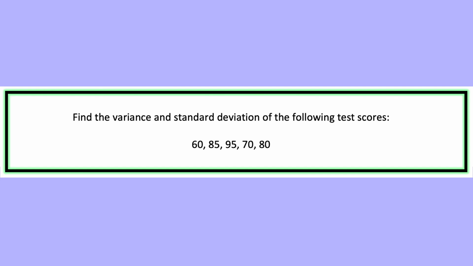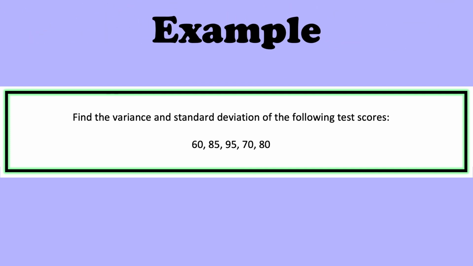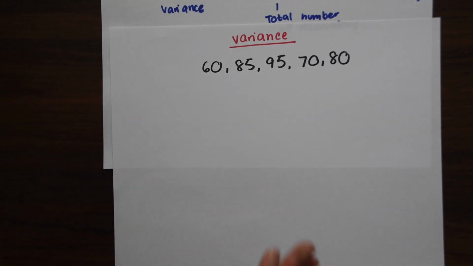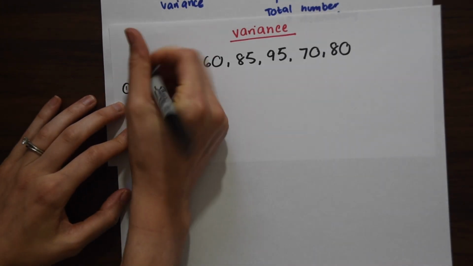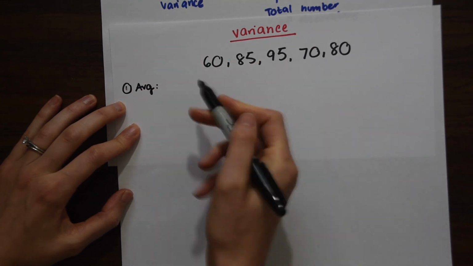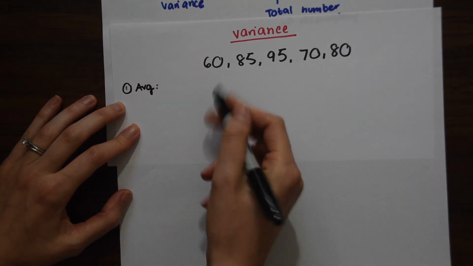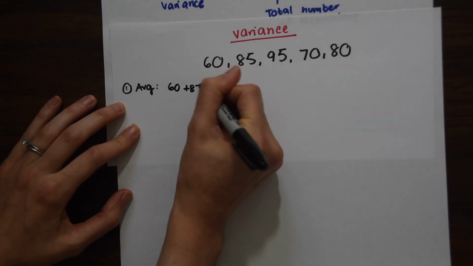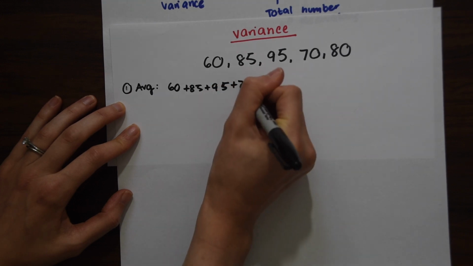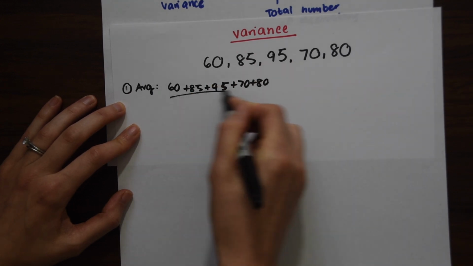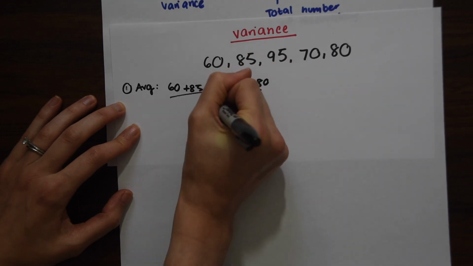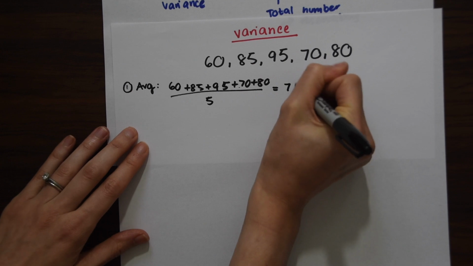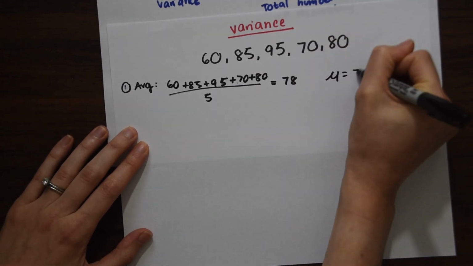Now we're going to take a look at our question and actually find the variance of a set of data. We need to find the variance and standard deviation of the following test scores. What we're going to do is first find the average. That's just adding them all together and dividing by the number of numbers there are. So 68 plus 85 plus 95 plus 70 plus 80, divided by 1, 2, 3, 4, 5. This is going to give us 78. So we know mu is equal to 78.